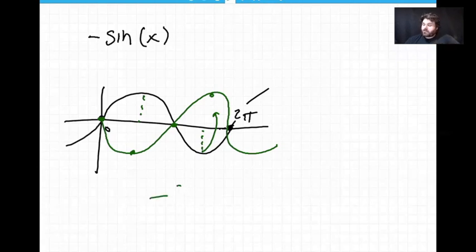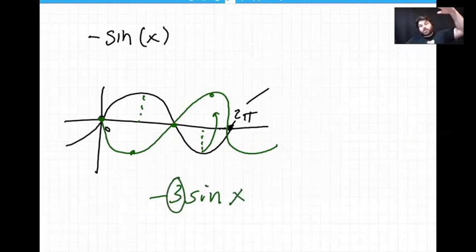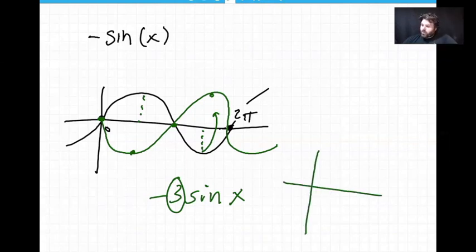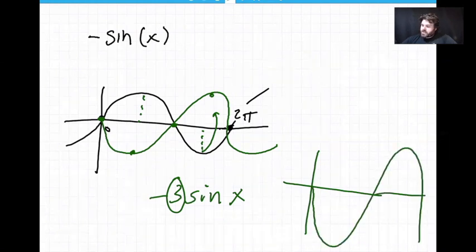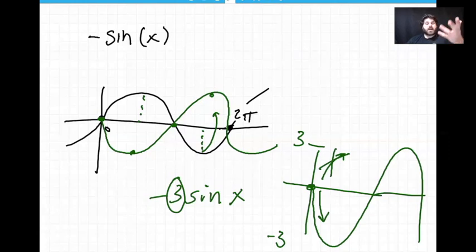Now remember, if you have -3 sine x, remember what we said, that number in front was a multiplier. It affects the amplitude, or the vertical stretch factor. That would, of course, do the same thing, but it would make it 3 times as tall. So it would have a maximum of 3, a minimum at -3. But of course, we start by going down instead of going up like it normally does, because that negative sign flipped it. So the negative flips it, the 3 stretches it vertically, and that's how the negative sign works.